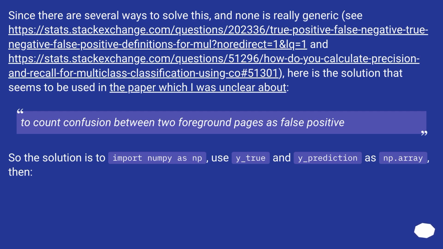Since there are several ways to solve this, and none is really generic, see this URL and this URL. Here is the solution that seems to be used in the paper which I was unclear about: to count confusion between two foreground classes as a false positive.